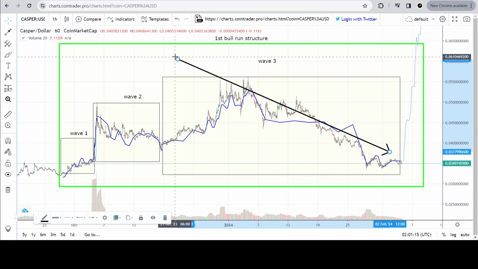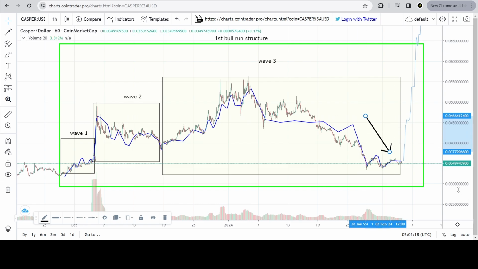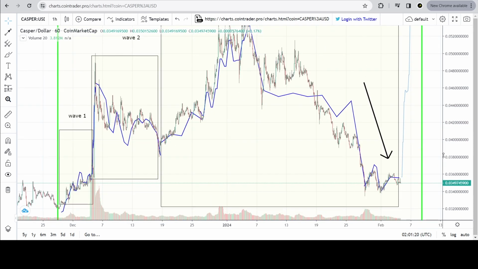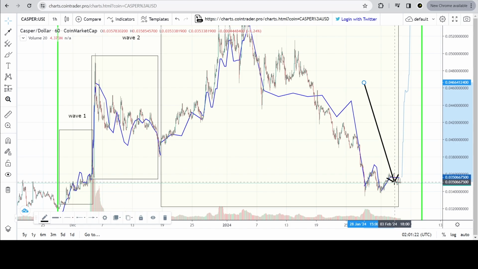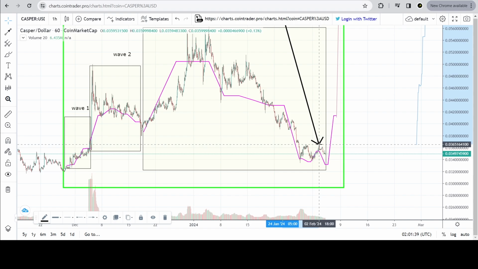Now, if we examine this part over here, we see that this fractal does not call for a move down. It is moving down. So this could also indicate that it could move down, but maybe not that much, at least not as much as this fractal indicates.